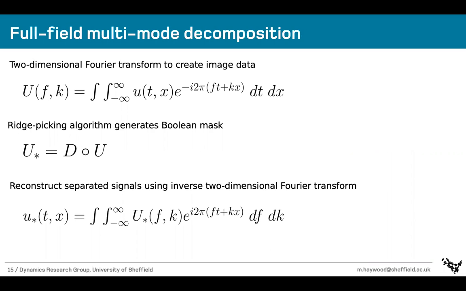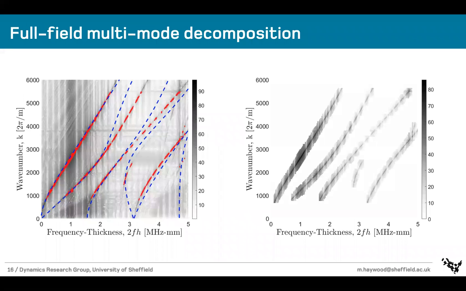In this case, we'll reconstruct all of them, but individually. And then you just reconstruct those by using the inverse 2D Fourier transform. So here's a visual example of what all those equations in the previous slide just meant.